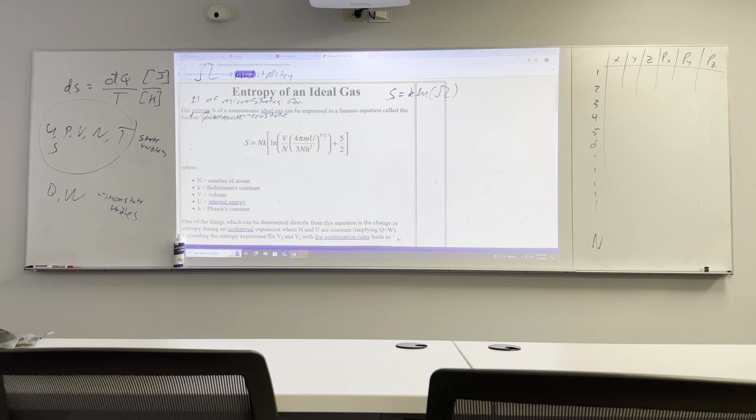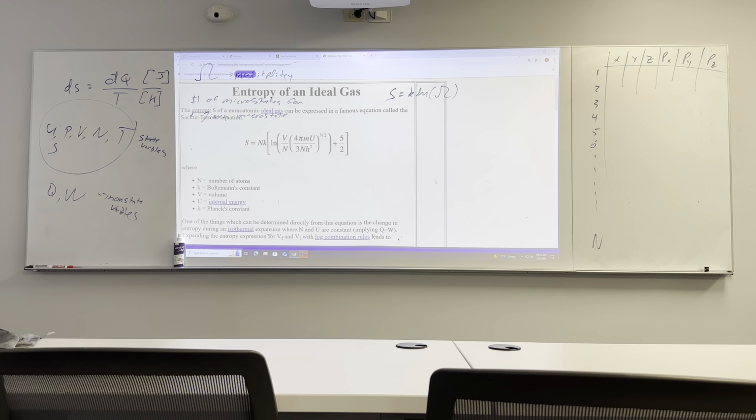When they first discovered entropy, they had no idea about quantum mechanics. This is before quantum mechanics. They knew they were calculating the change in entropy, but they had no idea what they were actually calculating, because they didn't have the concept of multiplicity, of the number of states.